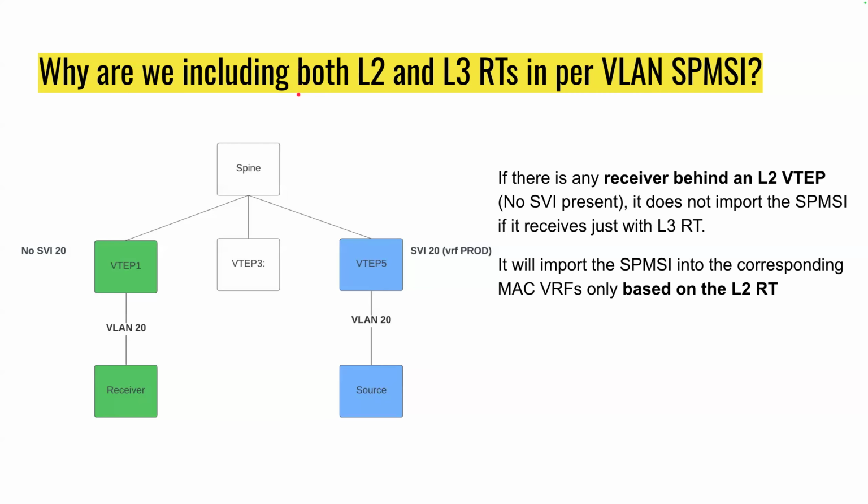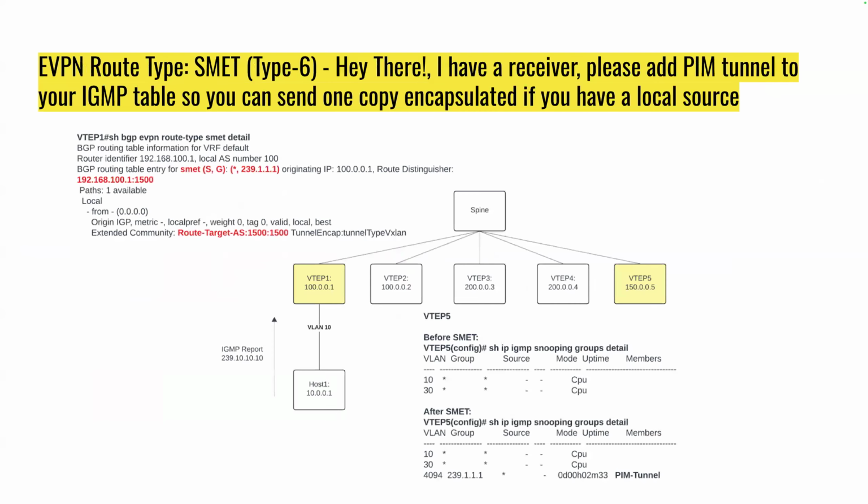All right. So let's move to the next change that we see. That would be in the SMET route. So what does SMET usually advertise to the neighbors? Like, there is one receiver behind me, so kindly add a PIM tunnel in your snooping table and send one copy towards me. That's what essentially SMET does, right? And when we have just EVPN multicast under that VRF in router BGP, this change happens.